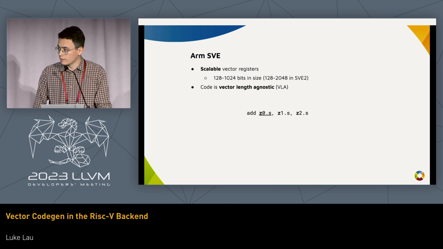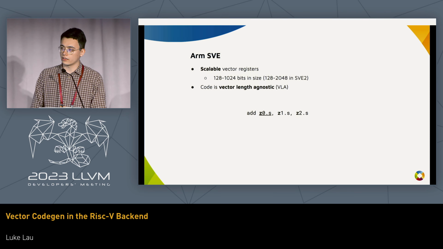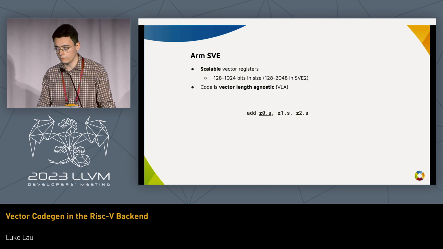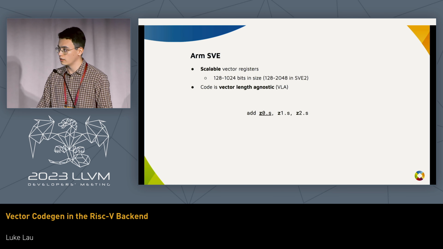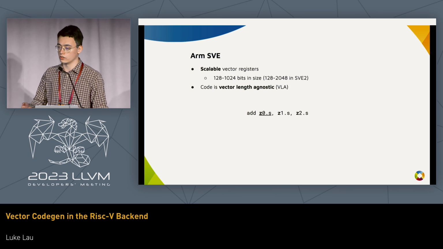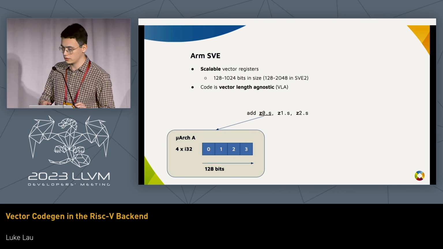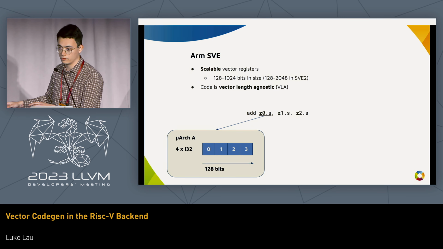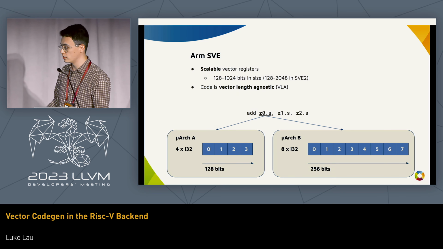But ARM SVE came along, the scalable vector extension for ARM, and it introduced this notion of scalable vector registers where we no longer know exactly what the size of the vector register is going to be at compile time. They can be anything from 128 bits to 1024 bits in size, depending on the microarchitecture, and you're not going to know this until you actually run your code. The code that you write for ARM SVE is agnostic to this vector length. So a single add instruction, on one microarchitecture, might execute across four elements, but you could take that exact same instruction and run it on a different machine, and you might find that it's now operating on 8 elements if the vector size was doubled.